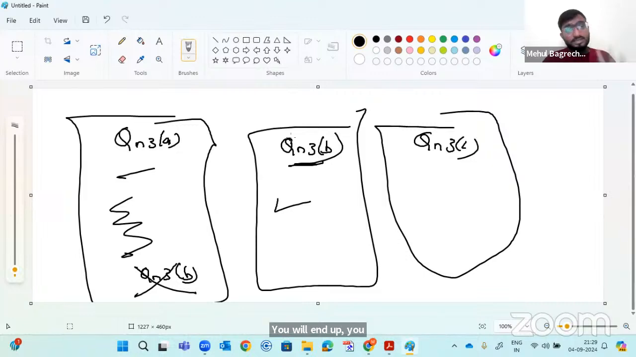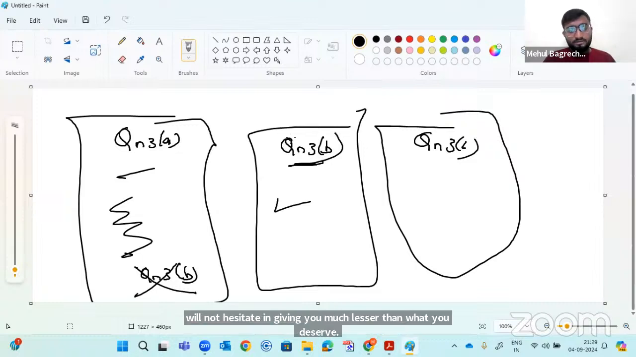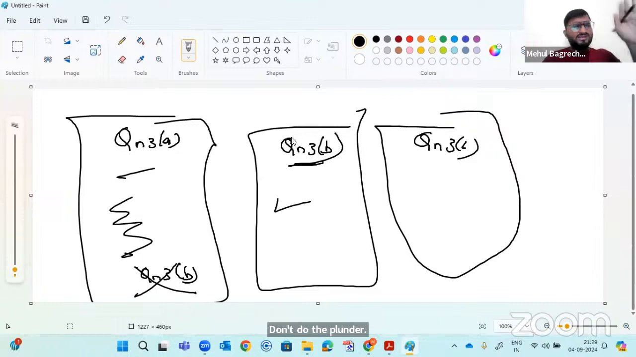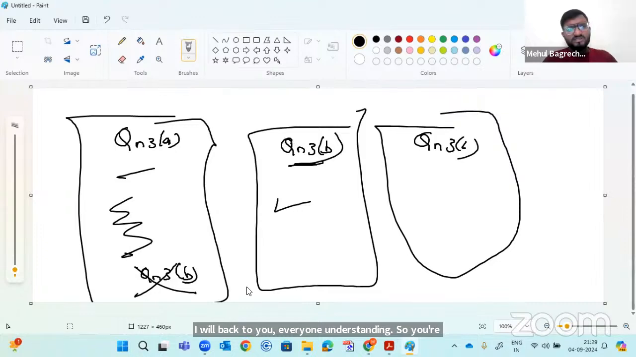You will end up annoying the evaluator. And if somebody is like me, luckily there should not be, I will not hesitate in giving you marks lesser than what you deserve. Don't do the blunder. I hope I'm clear, everyone. So you're going to write the answers in sequence. If you're taking question 3 first, question 3A, 3B, 3C, no problem. It need not be one itself.